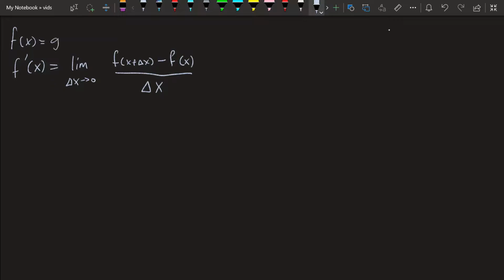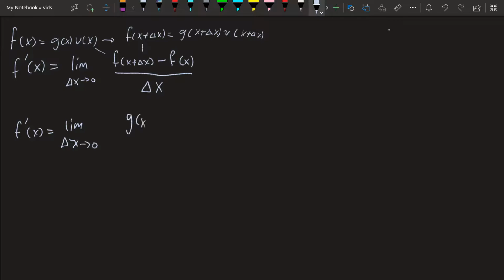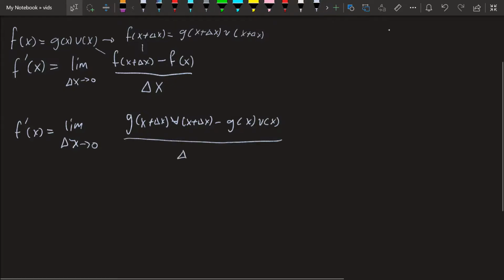We defined f of x to be g of x multiplied by v of x, right? And so we can define f of x plus delta x to be equal to g of x plus delta x multiplied by v of x plus delta x, right? So we're going to substitute into the formula both of these, right? So we're going to get f prime of x is equal to the limit as delta x goes to 0, g of x plus delta x multiplied by v of x plus delta x minus g of x multiplied by v of x all over delta x, right?